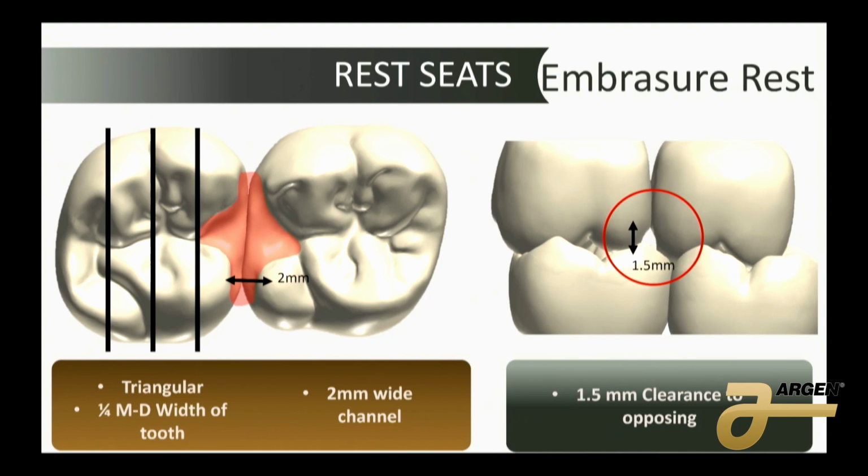With an embrasure rest, it's almost exactly the same, except you're splitting it between 2 teeth. And you have to have a channel, because we need to be able to put clasps on there and put a minor connector in there, which we'll talk about in a little bit. So you have to have that 2 millimeter channel. You can't just have rests on the top, because there's no room for all the other stuff to attach to the rests. So a 2 millimeter wide channel is optimal.